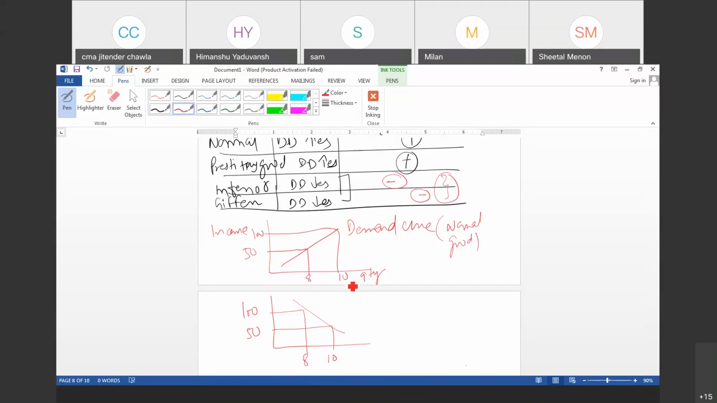दोनों कर्व समझ में आ रहे हैं? Have you understood both the curves? Understood or not? Understood? Okay.